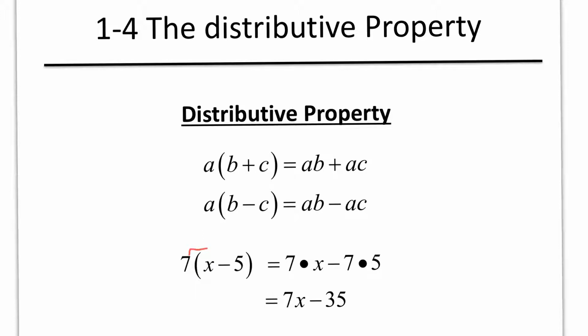So I go 7 times x, and you guys see here I have 7 times x, and I go again 7 times the next one. So 7 times 5 is right here, 7 times 5. I do keep the minus in the middle. So there's the minus, and when I multiply 7 times x, well, that's just 7x, and when you multiply 7 times 5 is 35. So the answer when you distribute the 7 to that parenthesis is 7x minus 35.